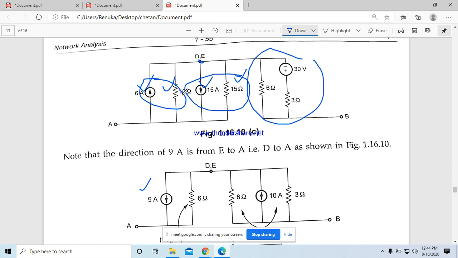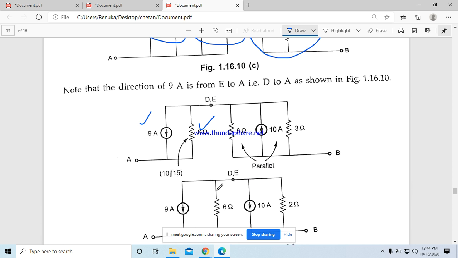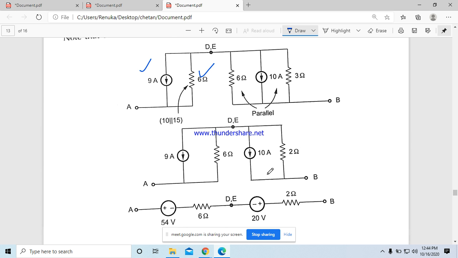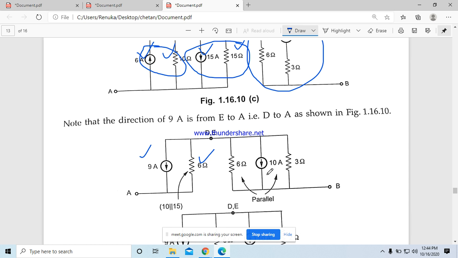These two are parallel. 10 into 15 divided by 10 plus 15. After simplifying, we will get 6 ohm. So convert this voltage source into current source. 30 by 6 you will get 10. Sorry, actually they have made some mistake here. We'll see that one later.